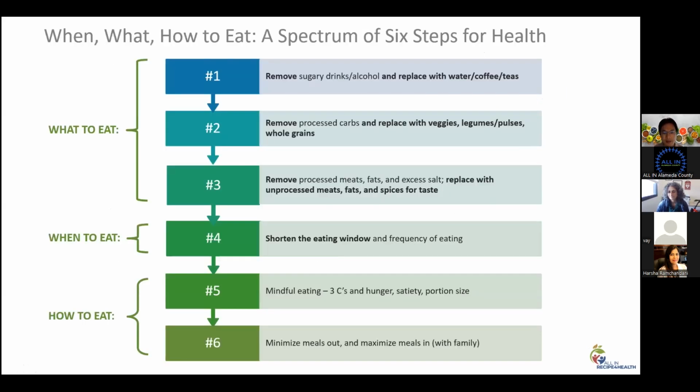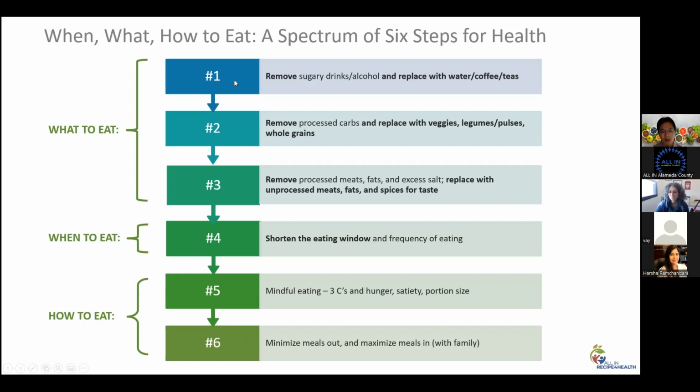The 6 steps are here, and it's organized in the when, what, how. This is really what hopefully you'll have in the back of your pocket when you see patients at 1 o'clock today, that you have 6 different moves you can take, and that you take a motivational interviewing approach and see where your patient wants to start. And so we'll be going through each of these today.